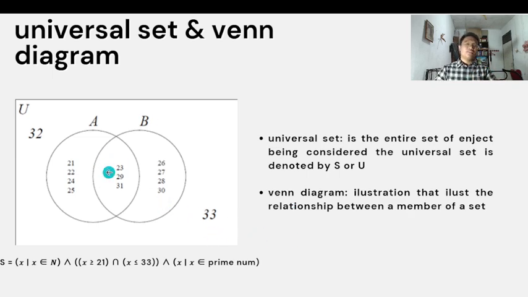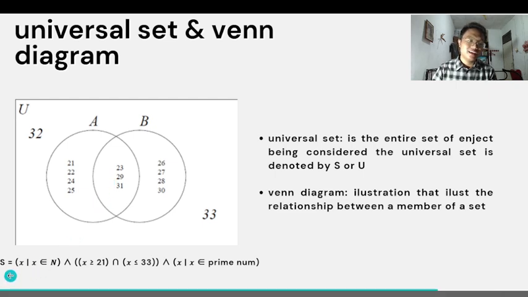Here, for example, we have set A and set B. Set A has these elements and set B has these elements. But these two sets have part of their elements in common with each other. And here is how we write it formally. You can see how we write it formally.